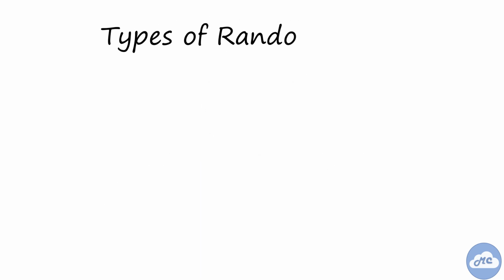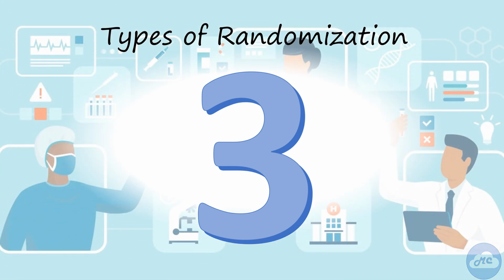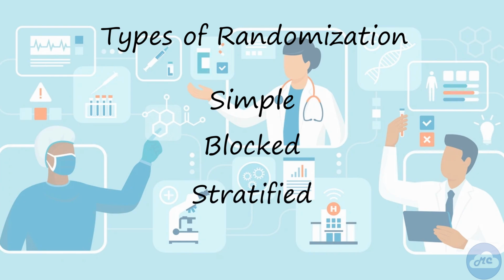Let's talk about types of randomization. There are three main types of randomization you will encounter in clinical trials. They are simple, blocked, and stratified. We'll start with simple randomization.